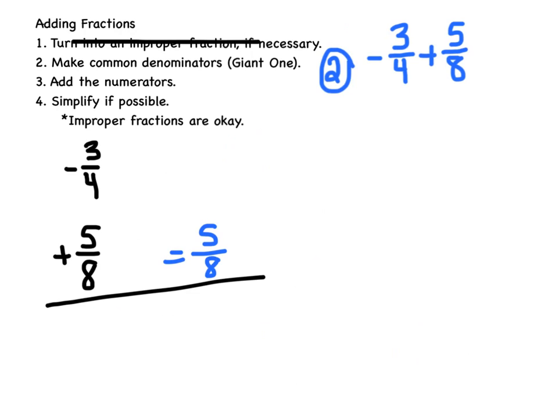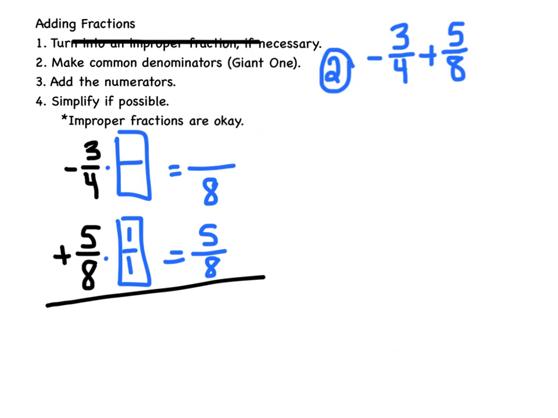Okay. So if you can just leave 5/8 as 5/8. Technically speaking, you're doing times 1/1, but that part you can leave out. And then 3/4 we need to turn into 8ths. And so you're thinking, well, what do I have to multiply 4 by to get 8? 2. So I have to do the same thing to the top.